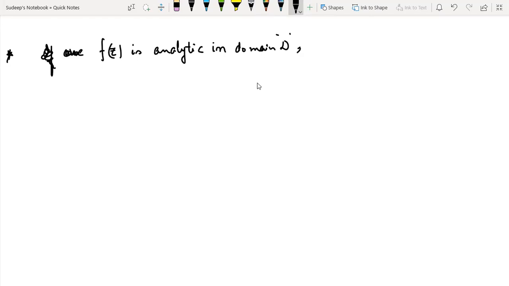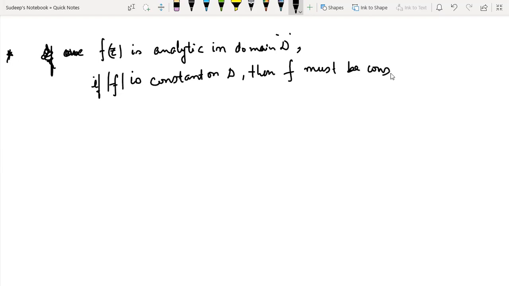Now, if mod f is constant on D, then f must be a constant. So this is the important thing, okay? If f is analytic in domain D and mod f is constant on D, then f must be a constant function on D.